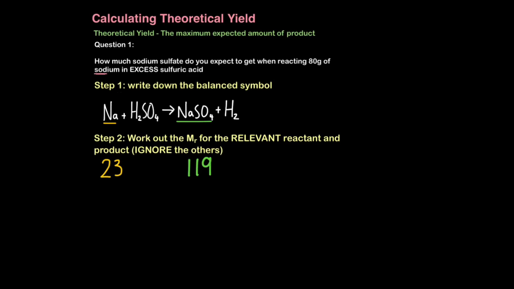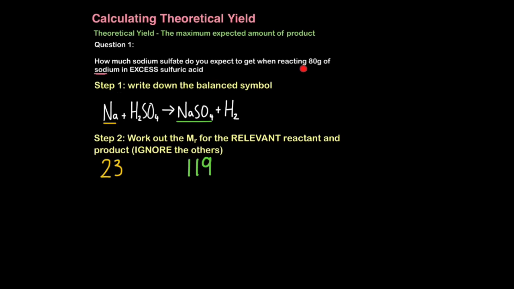So what this tells you is that if you have 23 units, it could be anything, grams, tons, kilograms, if you have 23 units of sodium, you'll get 119 units of sodium sulfate. So if you double this figure, let's say you had 46 units, you'd expect double this amount for sodium sulfate. In other words, 238 units. If you half this figure, then you'd have to half this figure. This one is proportional to this figure, so however much you step this up by, you must step this one up by the same amount.